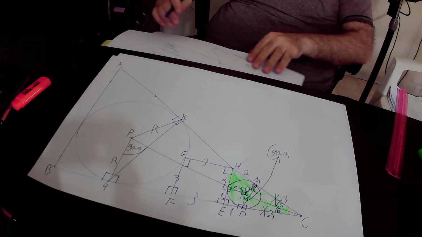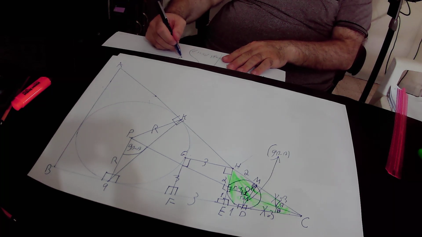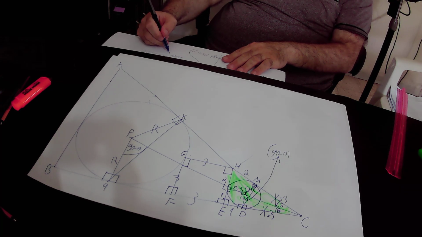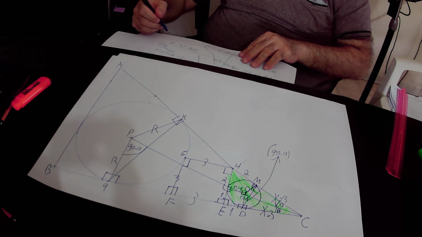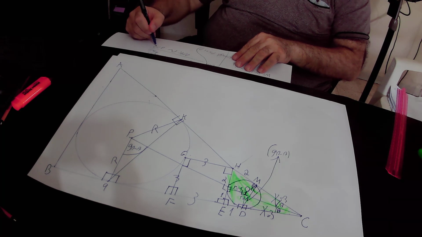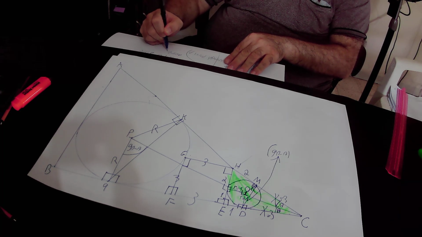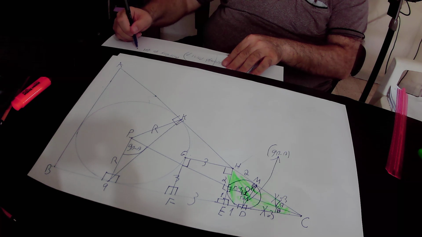So I write it down. We proved that triangle PQC is similar to triangle ODC according to the angle similarity rule.